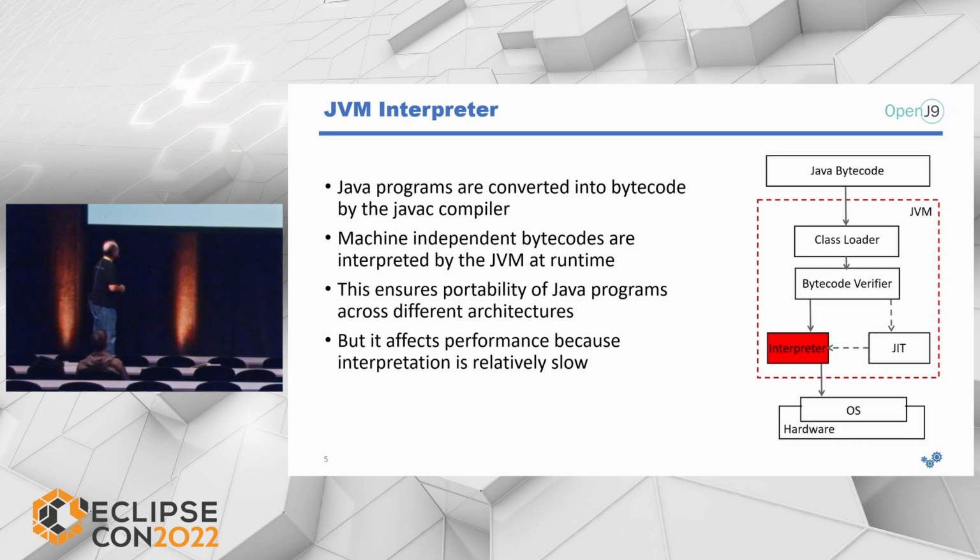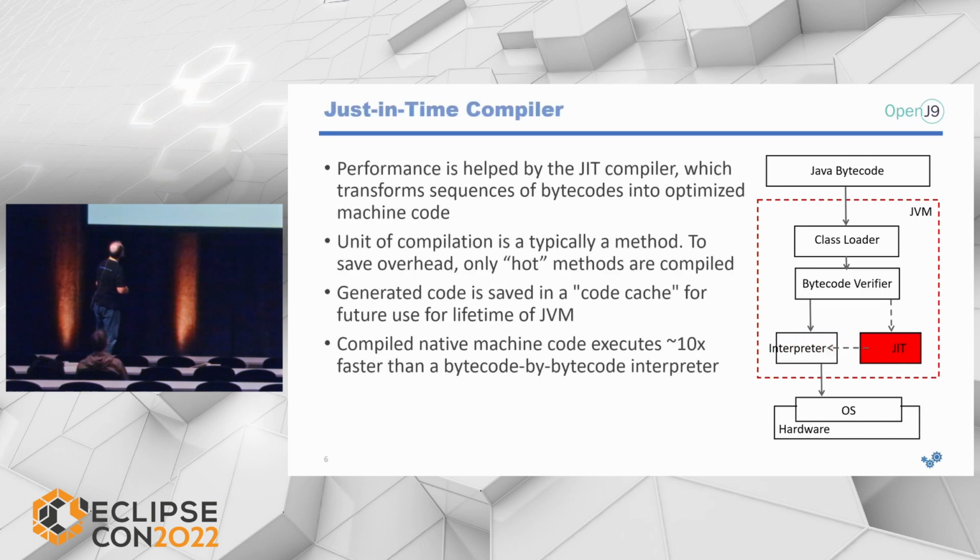So the JIT, or the just-in-time compiler, helps out. It actually compiles the code into optimized machine code. And it doesn't compile everything, just the hot methods. Those are the methods that are repeatedly called. It does have a code cache, so that for the lifetime of the JVM, those are stored. And of course, it's going to run 10 times faster than the interpreter will. And that JIT compiled code is very optimized, and the longer your JVM runs, the more optimized it'll be.